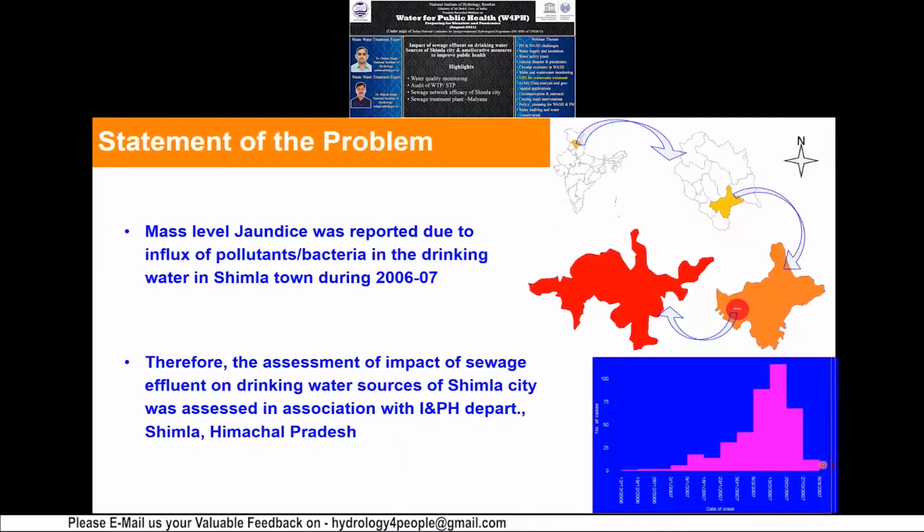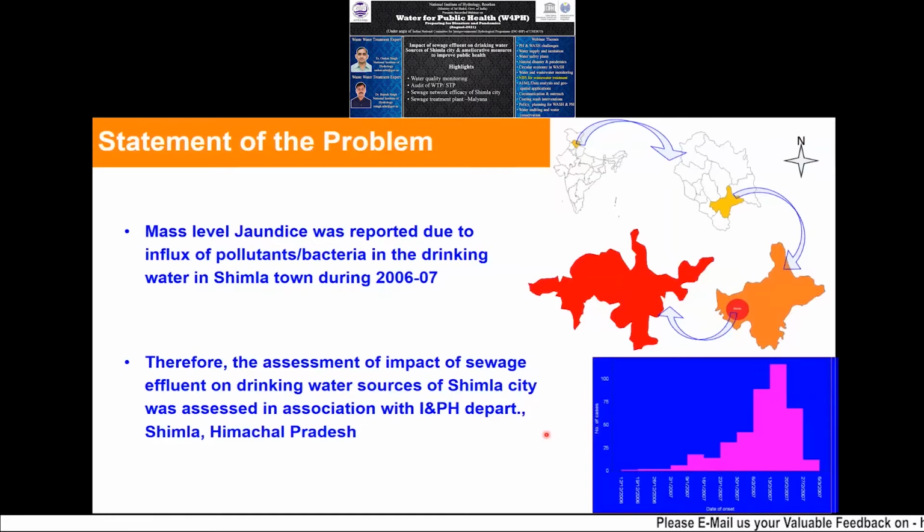A lot of jaundice patients were there in a short span of time, and as we all know, jaundice is because of the ingress of drinking water which is contaminated with microbes, and especially if the drinking water is contaminated with sewage, then there are chances of infection with jaundice.